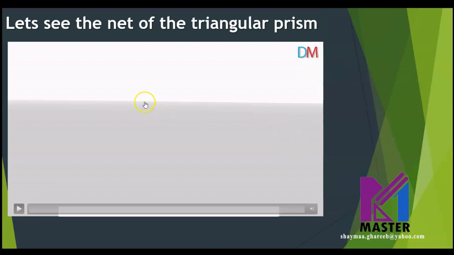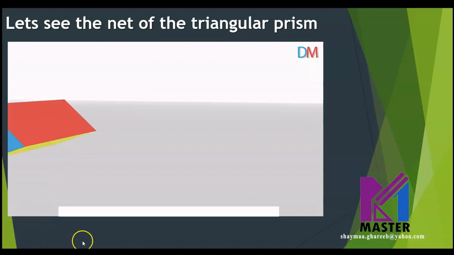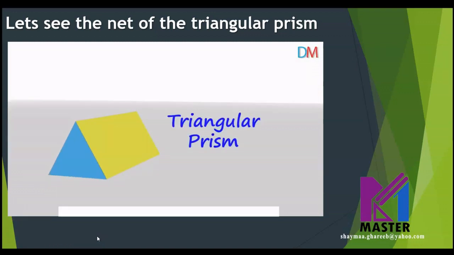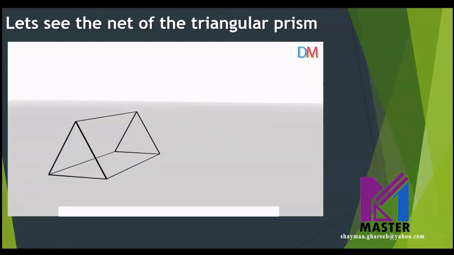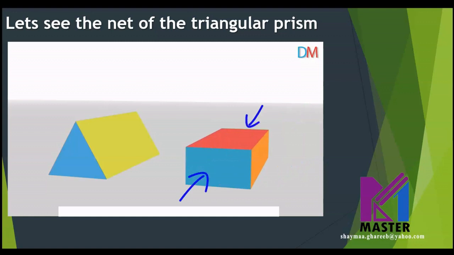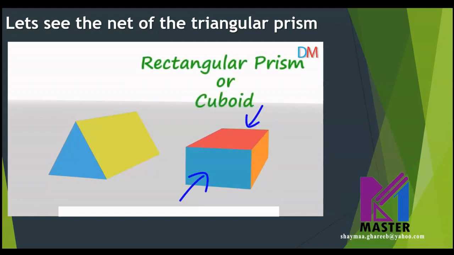Now, let's see a video about the net of the triangular prism. This is the figure of a triangular prism. It's a triangular prism because the 2 bases are triangles and the other faces are rectangular. If there were 2 rectangles as the bases, it would have been called a rectangular prism or a cuboid.